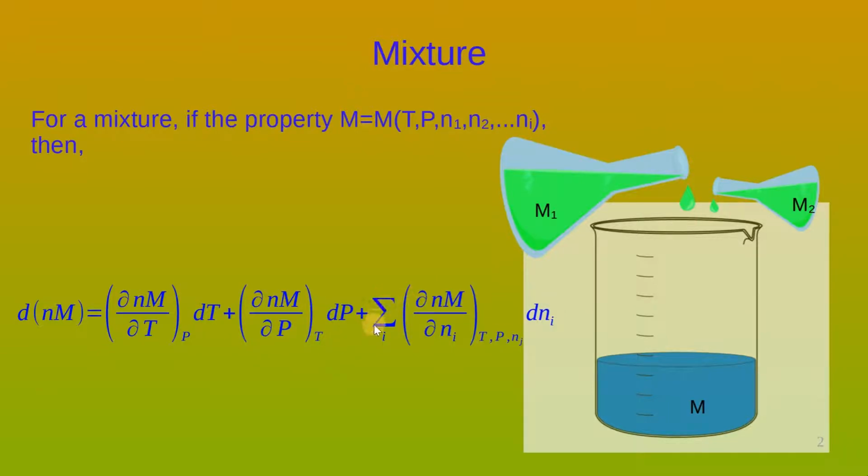So the summation for all such additions, the first one obviously is going to be the change in property of this system for addition of N1. The second one in this summation would be the change in property of the system for small addition of 2, so on and so forth.